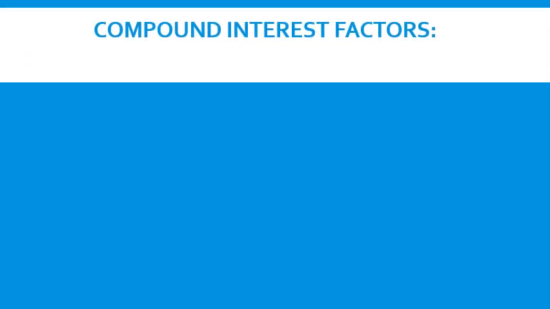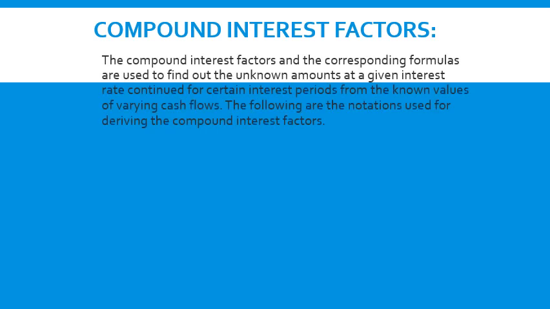In this session, we will discuss compound interest factors. The derivation of these factors will be taken up for discussion. There are 6 compound interest factors, and the last one is the gradient factor. We shall discuss all of them. Before we proceed further, let us understand what these compound interest factors are.